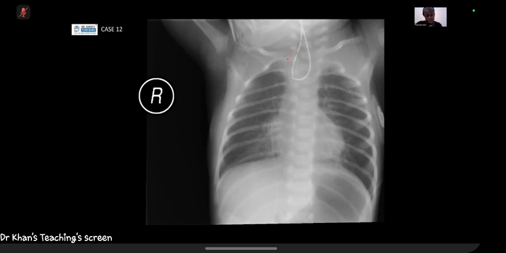So normally it should pass down, bisect the carina and end up in the stomach, but it's coiled because the esophagus is atretic. So you've got no communication between the proximal esophagus and the distal esophagus. And then we know there's a tracheoesophageal fistula because there is gas within the stomach. So the only way for gas to be in the stomach with a basically atretic esophagus is if there is a fistula between the trachea and the distal esophagus, and then gas goes into the stomach from there. So this is TOF/OA.